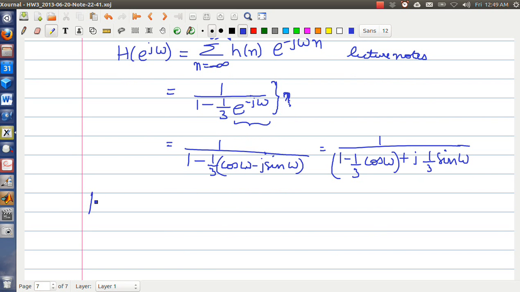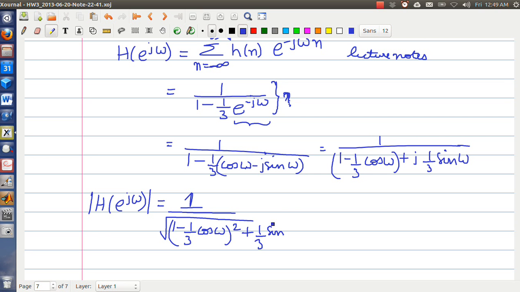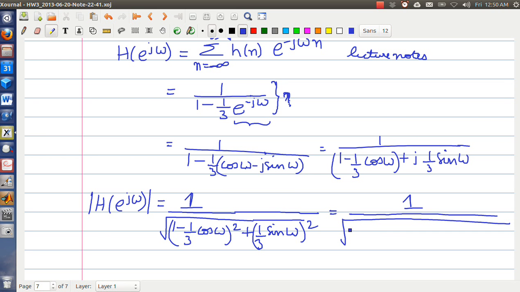We know that the magnitude is going to be the magnitude of the numerator, which is 1, divided by the magnitude of the denominator, which is the square root of the real part squared plus the imaginary part squared, which is 1 minus 1/3 cosine omega squared plus 1/3 sine omega squared, which is 1 over square root. This should be 1 plus 1 over 9.